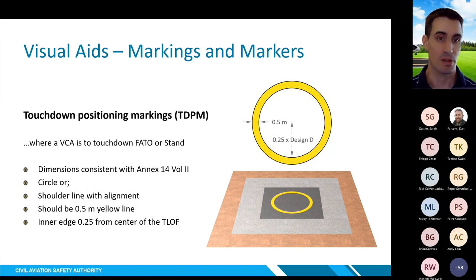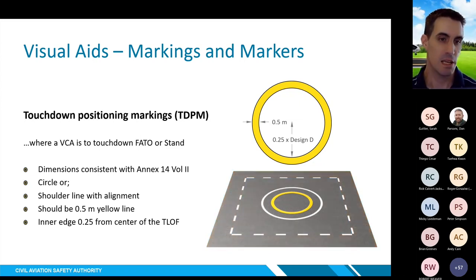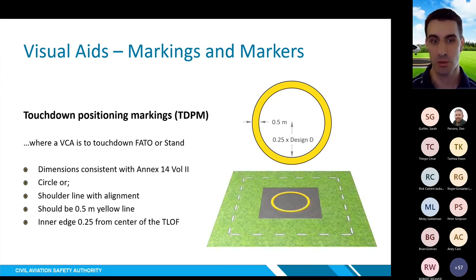Where there is no limit to the orientation of the VCA within the TLOF, then the marking should be the touchdown positioning circle or TDPC. The TDPC will always have an internal radii of 0.25 design D, which originates at the centre of the TLOF.